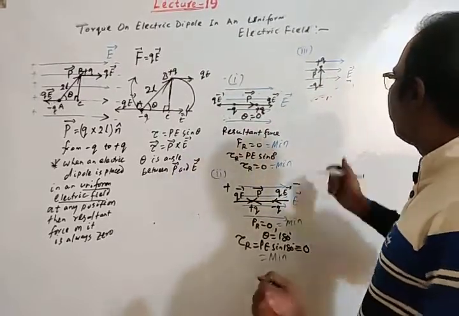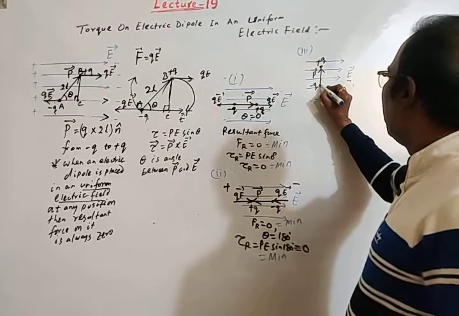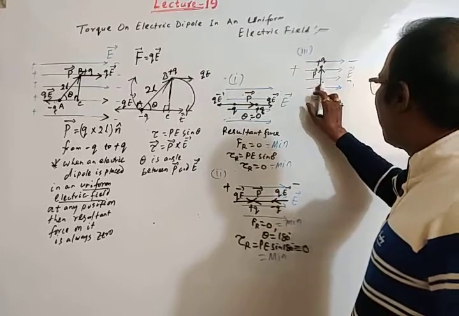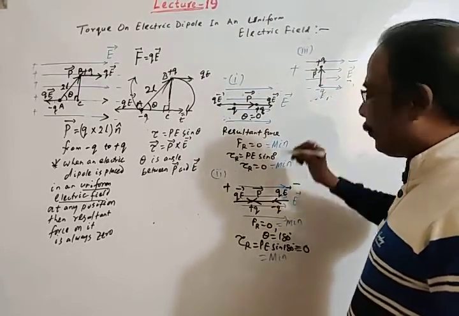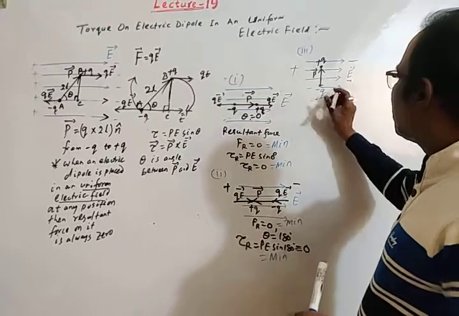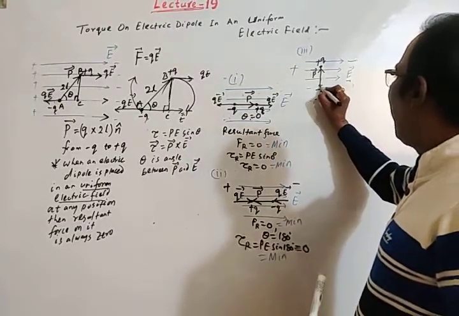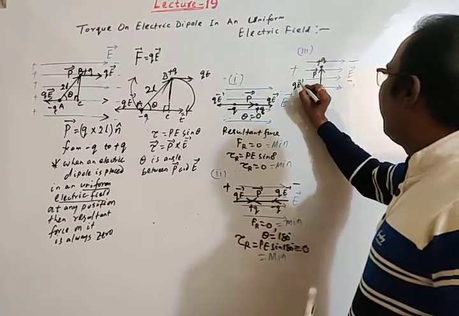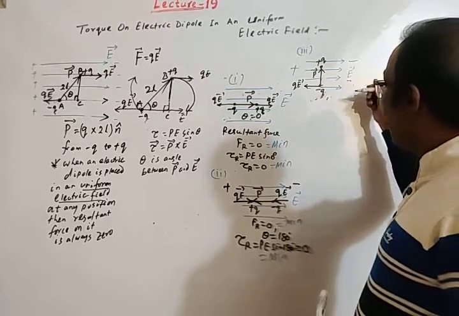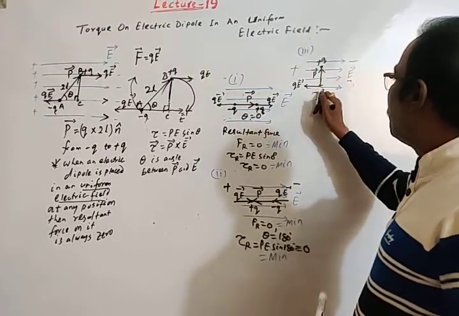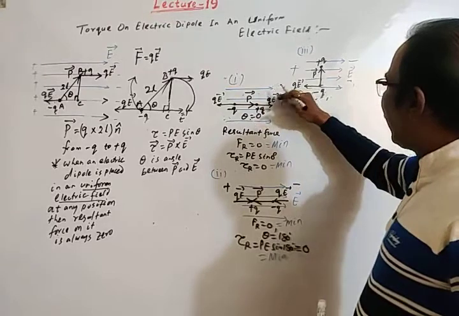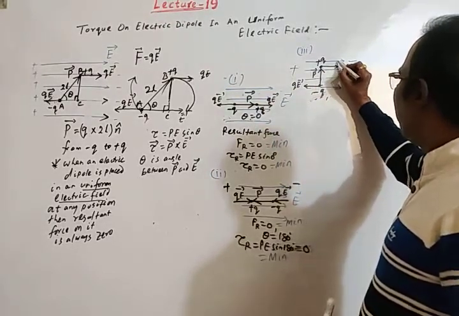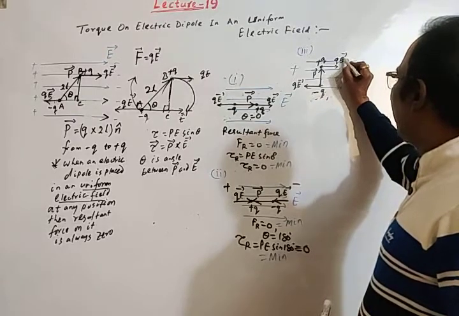In this case, this negative charge, electric field is directed from positive to negative. This negative charge, this minus q, will be attracted towards positive with a force qE. This minus q will experience a force opposite to the direction of electric field. This plus q will experience a force parallel to the direction of electric field. Both are qE and qE.